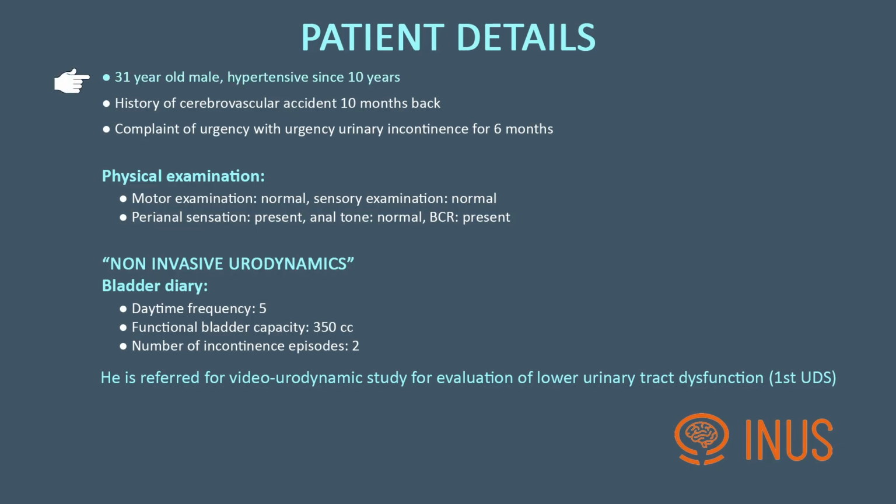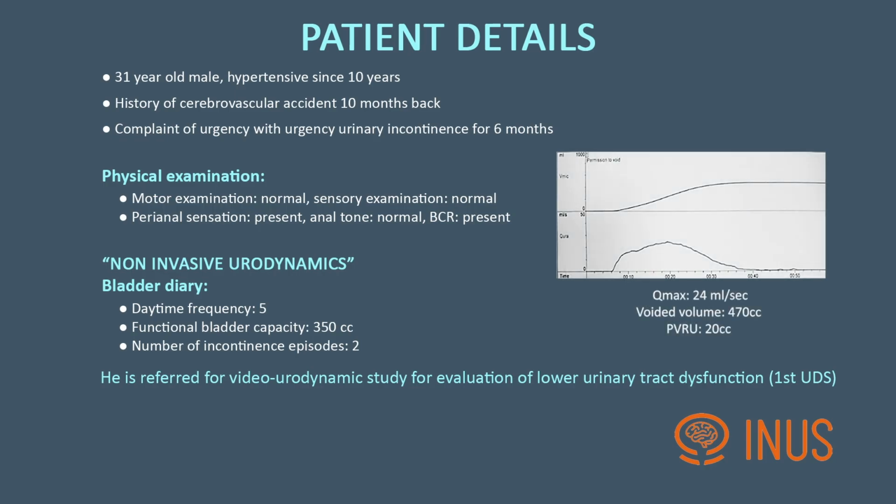So here we have a 31-year-old gentleman who had a cerebrovascular accident 10 months back. Thereafter he developed urgency with urge urinary incontinence. The non-invasive urodynamics: the bladder diary showed a mean daytime frequency of 5, a functional bladder capacity of 350 cc, and the mean number of incontinence episodes daily was 2. On the free flow, the maximum flow rate is 24 ml per second and the post-void residual urine is 20 ml.